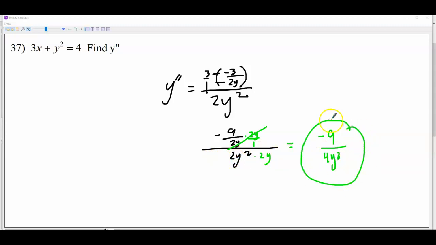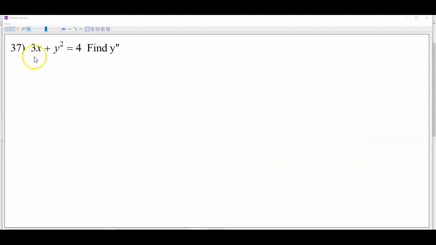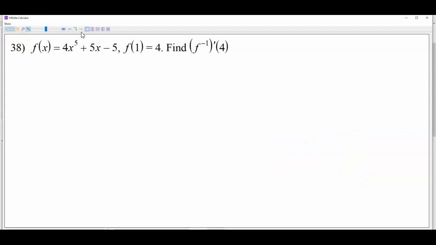So the little trick here with finding the second derivative of an implicit function is after you find your second derivative, you've got to replace the y prime with the equation that we got in the first step, and then you have to simplify it. Okay, that's the trick of finding the second derivative of an implicit function.